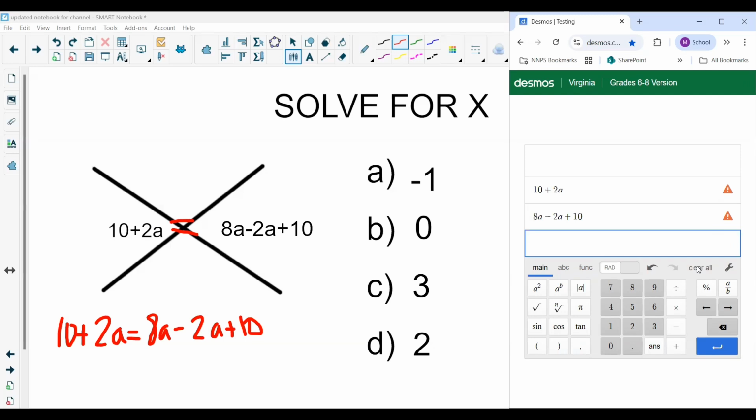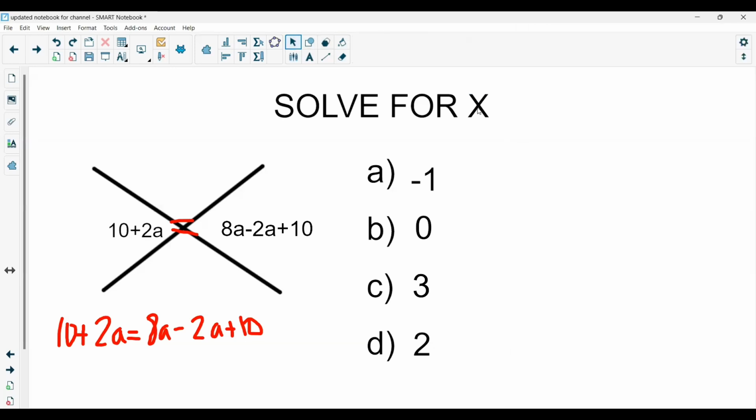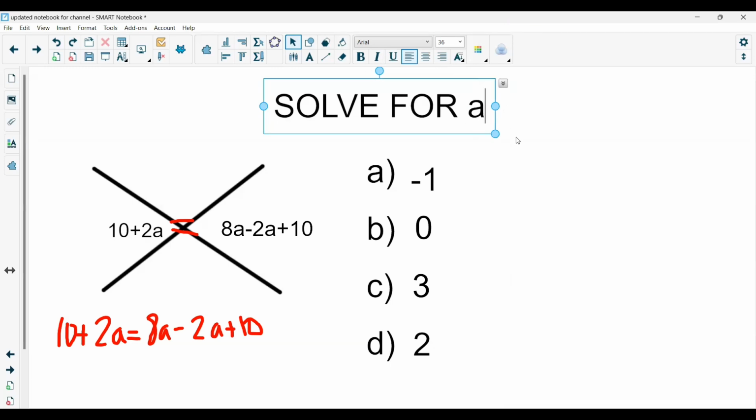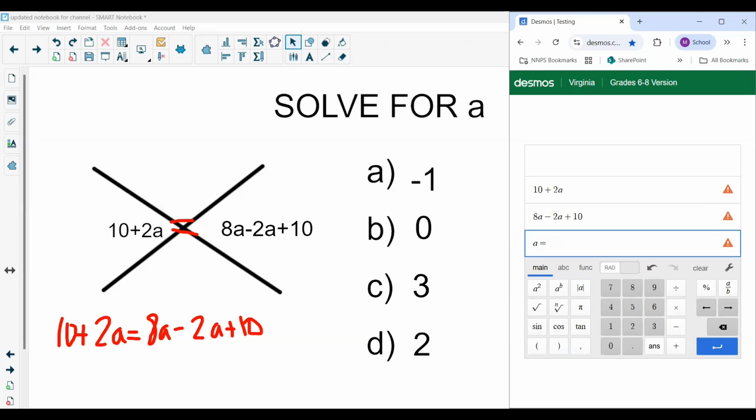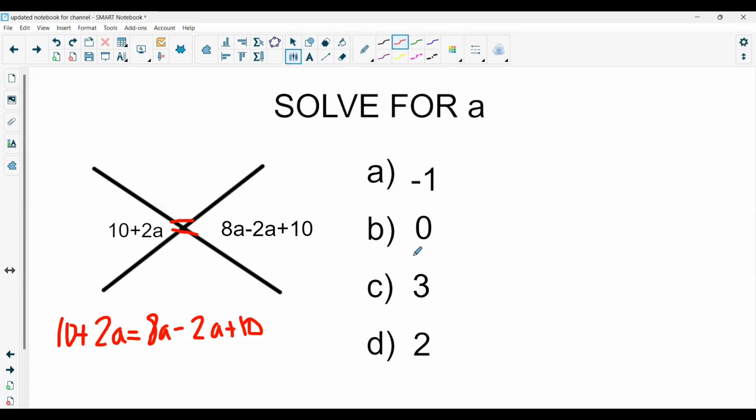And I'm going to ask myself, what variable do I have? We have the letter A. So we're going to type A equals, and actually we should change this here to A. There we go. All right, so we have A equals, let's try -1. Does 8 and 4 match? Nope. Let's try 0. Does 10 and 10 match? Yep. So I know that my answer over here is going to be B, 0.